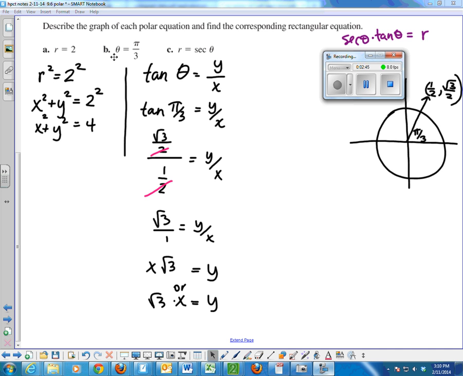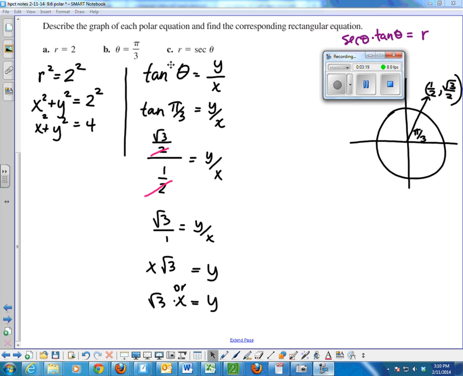Part B. Okay, so the equation is theta equals pi over 3. So that's going to be all the points where theta is pi over 3. That's really drawn right here. It should be a line. The unit circle coordinate values for this point on the unit circle would be 1/2, radical 3 over 2. Remember, cosine and then sine.